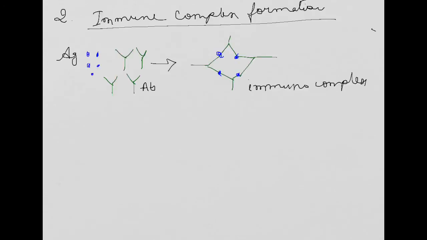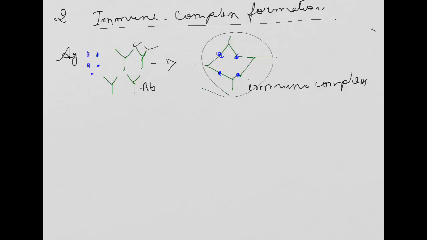Second is your immunocomplex formation. Antibody possesses at least two antigen binding sites. These two are antigen binding sites, and most antigens have at least two epitopes. Okay, most of the antigens have two epitopes or antigenic determinants. The antibody cross-links antigen forming large aggregates of antibody and antigen referred to as immunocomplex.